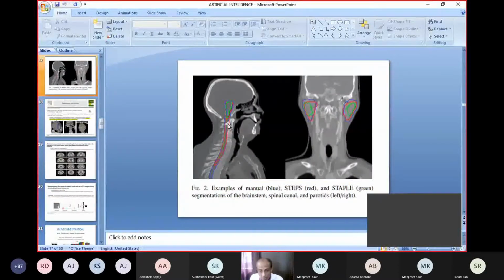So you can see the blue line is the manually drawn one. This is the spinal cord. The blue line has been drawn by a radiation oncologist, the red line is drawn by the STEPS algorithm, and the green line is drawn by the STAPLE algorithm. You can see the red one performs better, almost nearly the same as the blue one, compared to the green. So the STEPS algorithm functions better than the STAPLE one.